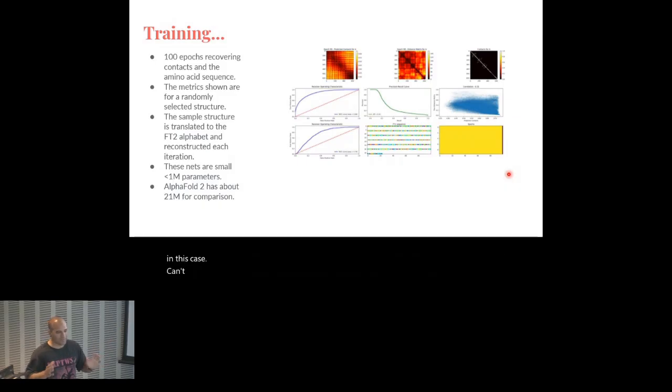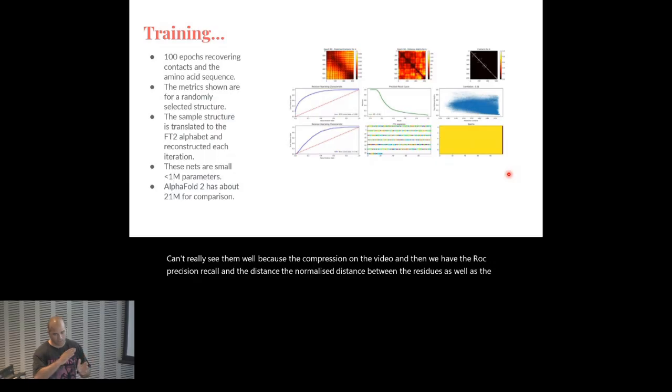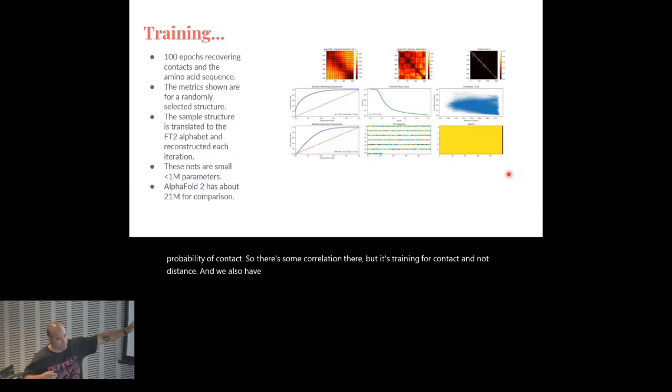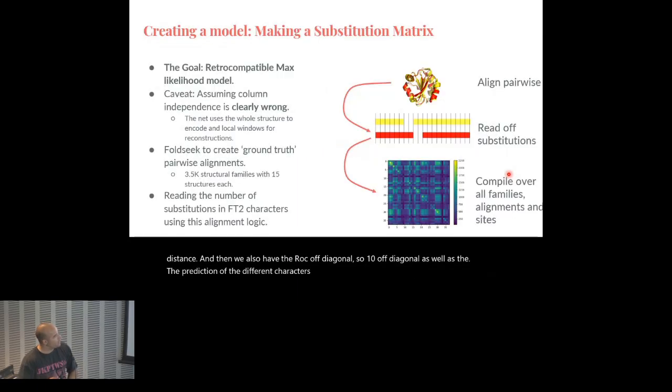You can't really see them well because of the compression on the video. And then we have the ROC, precision-recall, and the normalized distance between the residues, as well as the probability of contact. So there's some correlation there, but it's training for contact and not distance. And then we also have the ROC off diagonal, so 10 off diagonal, as well as the prediction of the different characters that it's going to use.